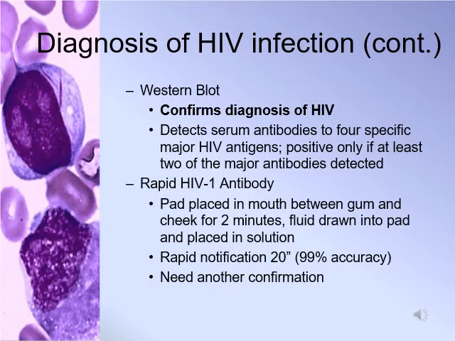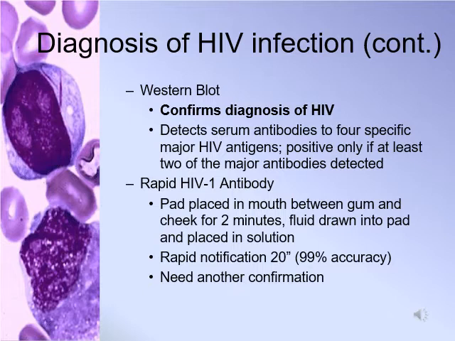They also have rapid HIV antibody testing. A pad is placed in the mouth between the gum and the cheek for approximately 2 minutes, and fluid is drawn into that pad and then placed into the solution. So this is rapid notification in about 20 minutes. There is a high accuracy rate, as you can see, 99%, but there would still need to be another confirmation.